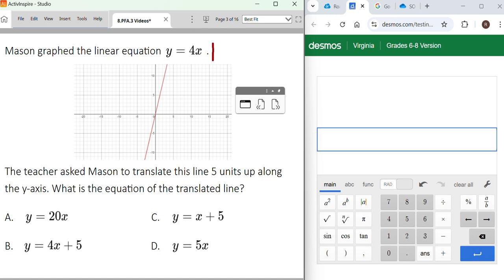If he wants to go 5 up, all he has to do is add a plus 5 to the end of that equation. So your new equation would be y equals 4x, which is what you were given, plus 5.